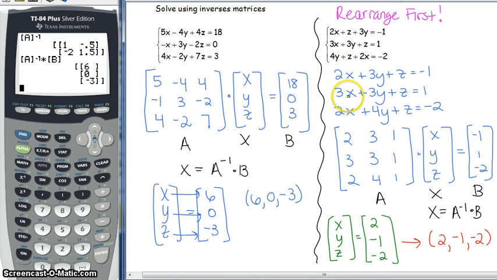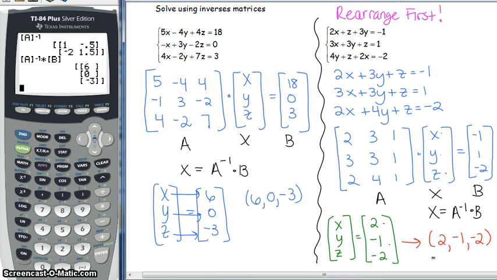So the first thing we do is rearrange our variables so that the x's, y's, and z's are lined up. Then we take the coefficients, put those into matrix A. Our variables we're solving for, x, y, and z, are our x matrix, and then our solution set of negative 1, 1, and negative 2. Here's our A, our x, and our b. Our solution we find by taking the inverse of A and multiplying it by b. And when you do that in your calculator, you get 2, negative 1, negative 2. So your solution is the coordinates 2, negative 1, negative 2.